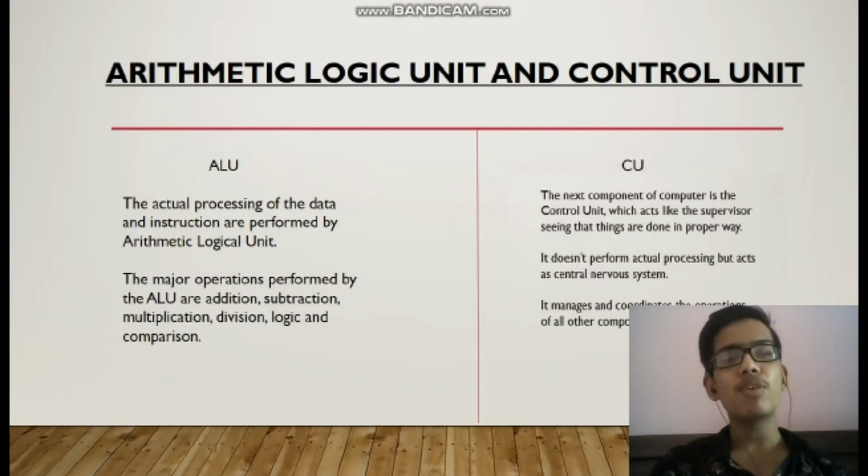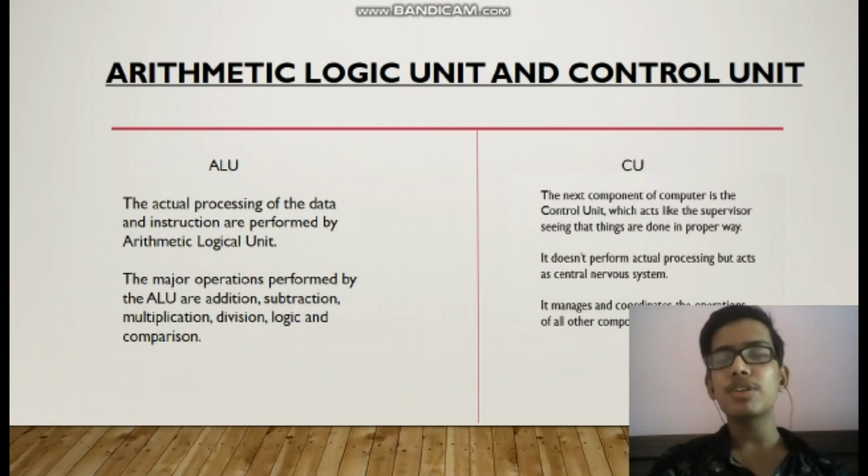Now we move forward to the arithmetic unit and control unit. This is the combination of the CPU. What does the ALU do? The actual processing of the data and instructions is performed by the arithmetic logic unit. The major operations performed by the ALU are addition, subtraction, multiplication, division, logic and comparison. So what is the meaning of this? Every major comparison and calculation is done by the arithmetic logic unit.